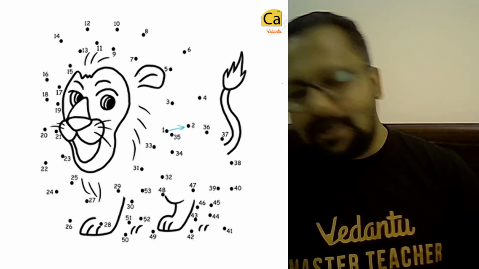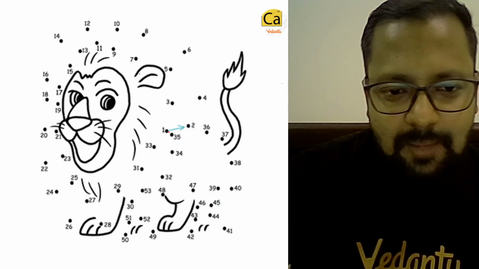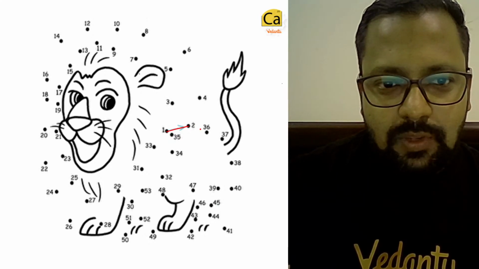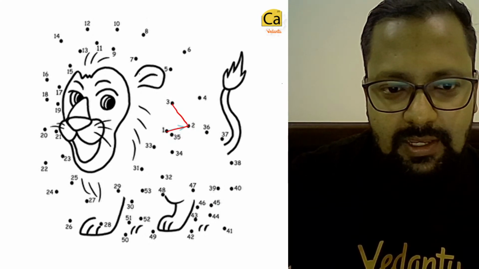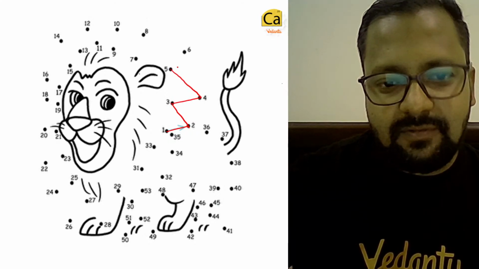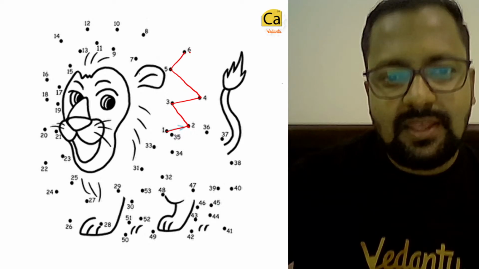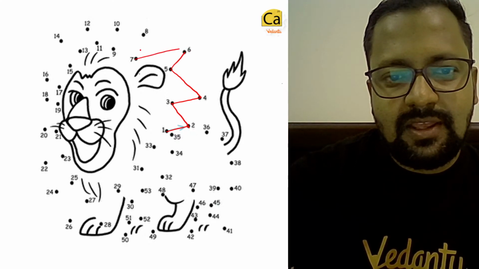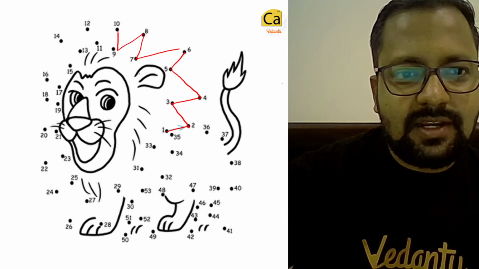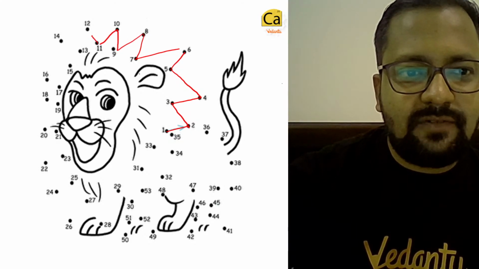It's a lion. How do you know this? Because you know that you have to follow a pattern. You have to go from 1 to 2, and then to 3, then to 4, then to 5, then to 6, then to 7, and so on and so forth. Isn't it? This is something that you have done.